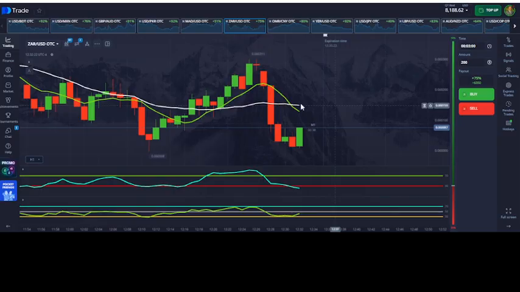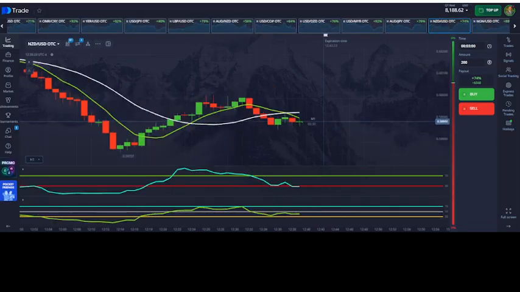Okay, so what I'm going to do now is I'm going to pause the video and look for my first trade setup. Okay, so I'm on the New Zealand dollar, US dollar OTC here, and I'm going to go ahead and take a short here, a 3-minute short at this level.